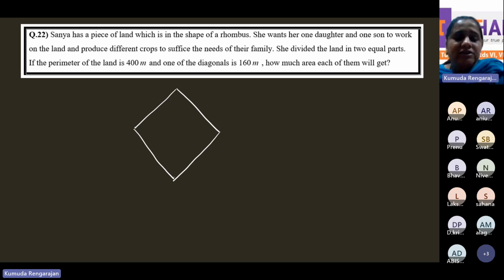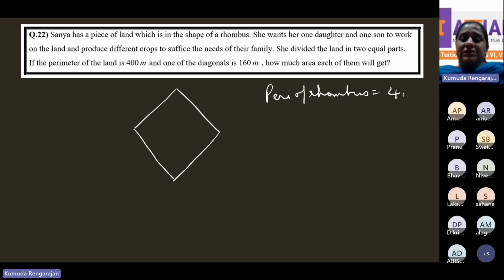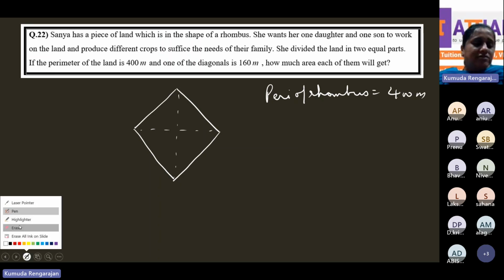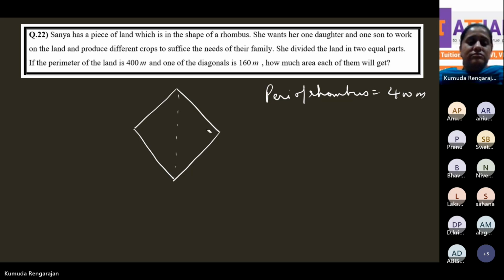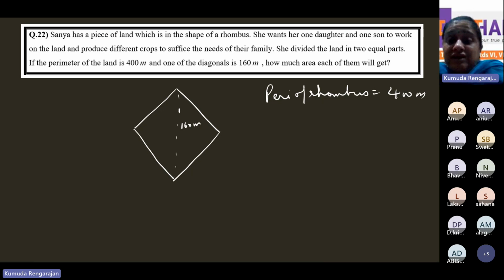If the perimeter of the land is 400 meters. So perimeter of the rhombus is equal to 400 meters. And one of the diagonals is 160 meters. One of the diagonals, any one you can connect, this one or this one. Okay, so supposing we connect this one. One of the diagonals is 160 meters. How much area each of them will get?